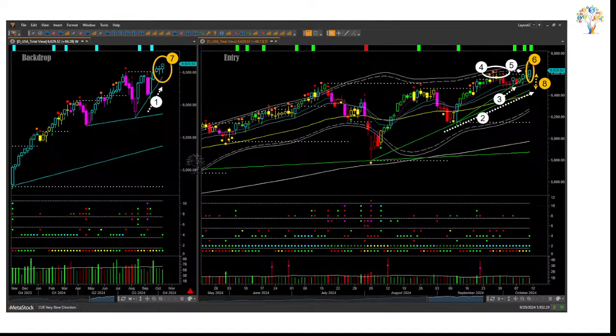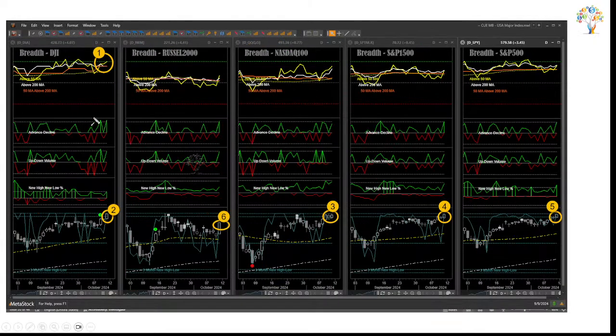And if I look at the major indexes, Dow Jones Industrials is very overbought in terms of percentage of stocks above 50-day MA and 3-month new high low both. Nasdaq 100 is extremely overbought in terms of 3-month new high low. Same is true for S&P 1500 and S&P 500.